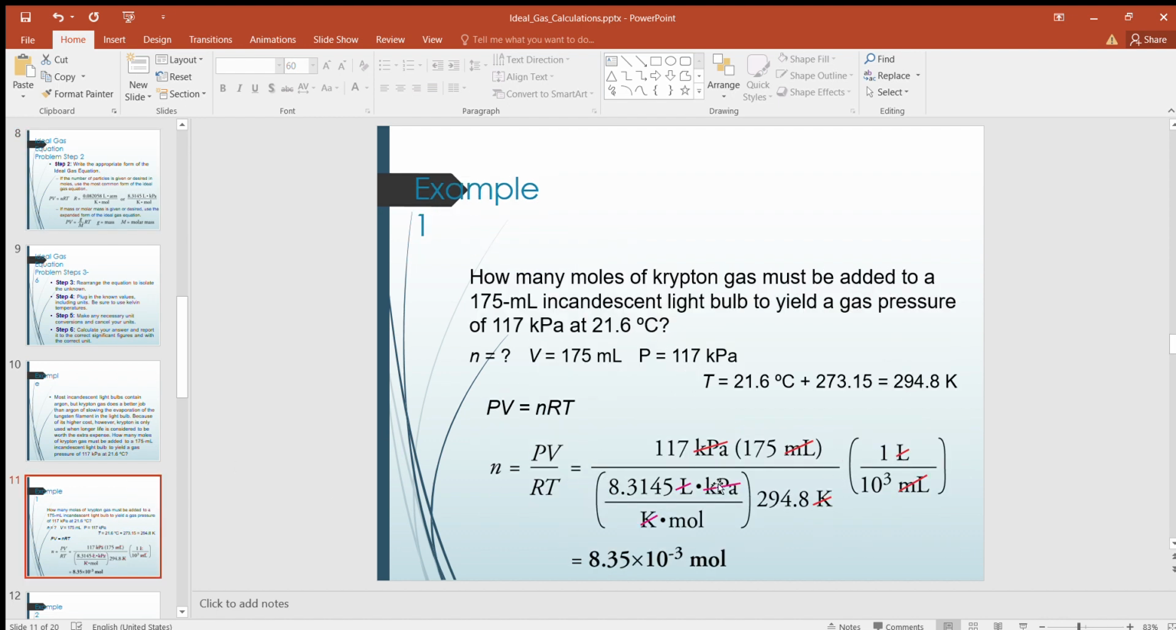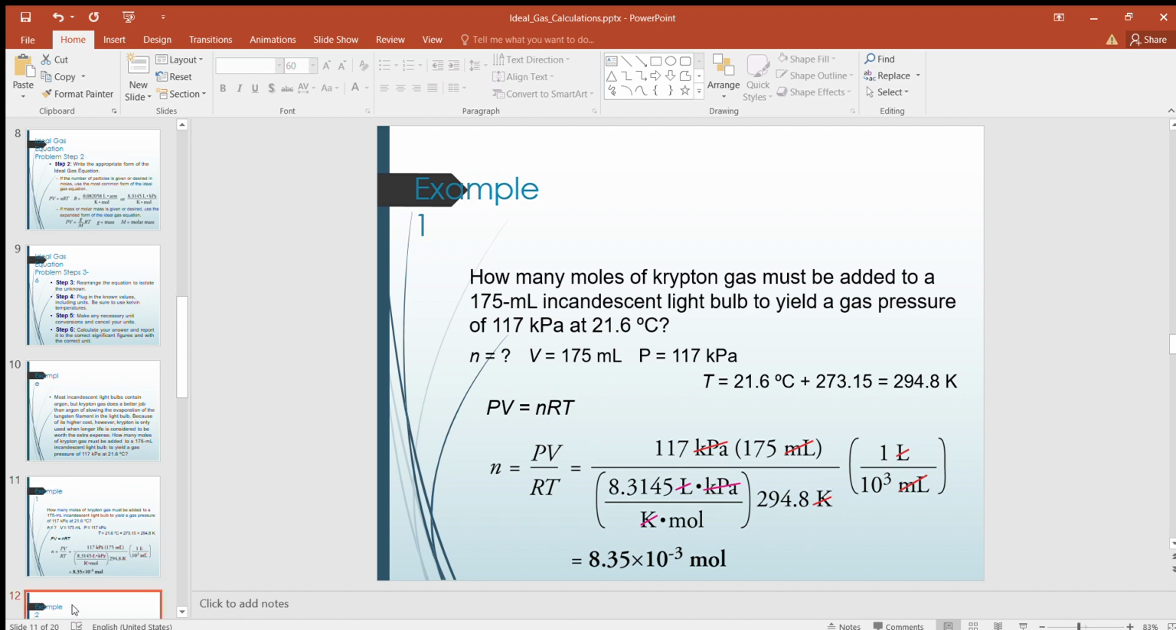Also, this is a kind of conversion, 1 liter upon 10 to the power 3 mL, because here the volume is in milliliters, so we have converted this to liters because all the forms here are in liters. So this is 8.35 × 10^-3 moles. You can make a check.